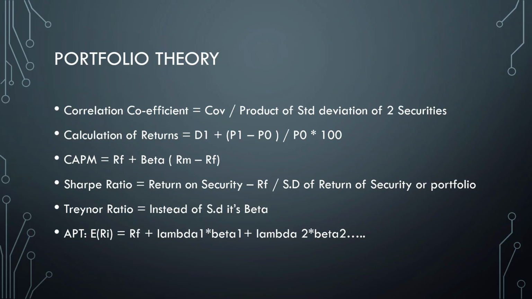Next one is Sharpe ratio. Return on security minus RF, by standard deviation of return on security. In case of Treynor, instead of standard deviation it will be beta, the numerator will be the same. Arbitrage pricing theory: E of R is equal to RF plus lambda 1 into beta 1 plus lambda 2 into beta 2. You can give less importance to this, but it's very important to know also. You can follow this in your future as well whenever you buy or invest in securities.